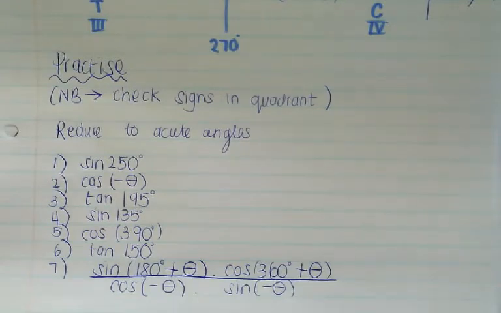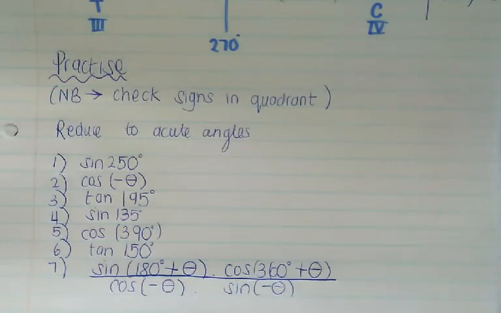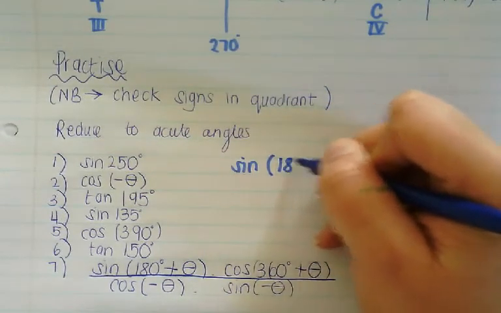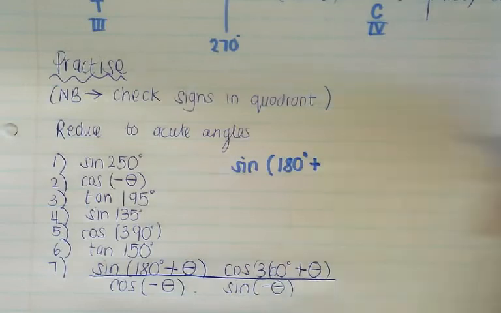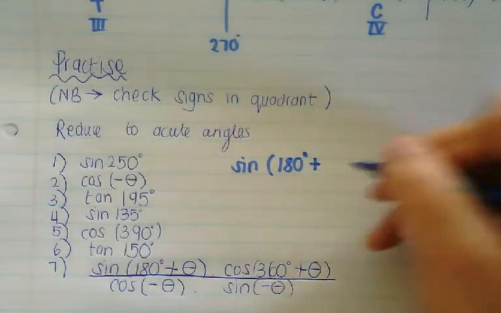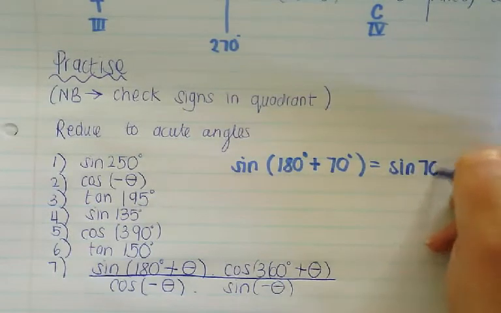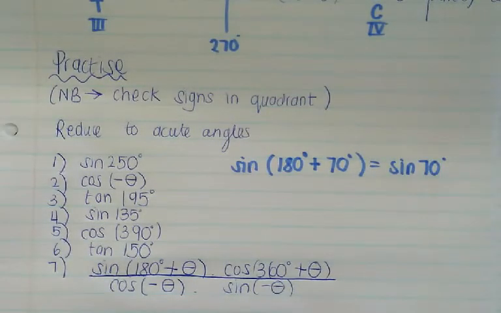So I have sine 250. In which quadrant would 250 be? In the third quadrant. What is my reduction in that third quadrant? 180 plus. So what am I adding to get to 250? 70 degrees. So my reduction would just be sine 70, but check it: in that third quadrant is sine positive or negative? So it has to be negative sine 70. So I want you to do that with all of them.